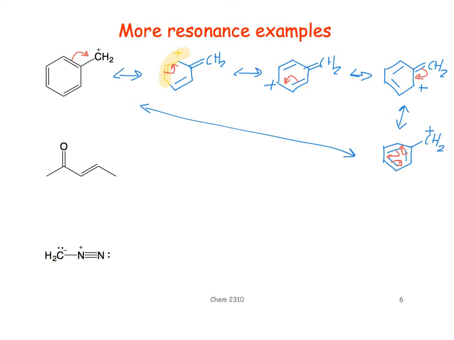So if we wanted to look at the true structure here, we could see that the plus would be spread out between the CH2 group and this carbon, and this carbon, and this carbon. It would be spread out over 4 different positions, all right? Every other position around the ring, exactly. Okay? All right, let's look at the next one.